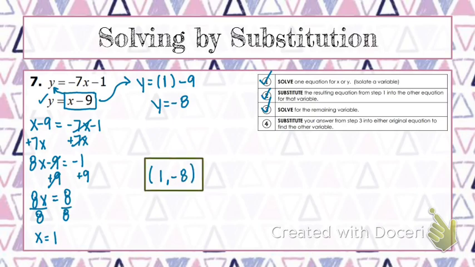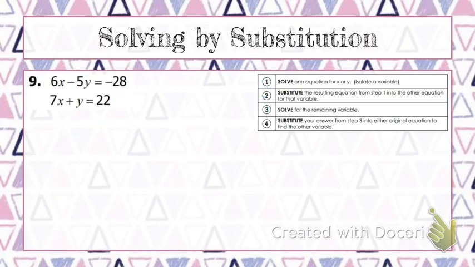X always comes first in an ordered pair. And that's our answer. And if you were to graph these two equations, you would find that that is the point where they intersect. So let's try another one of those.